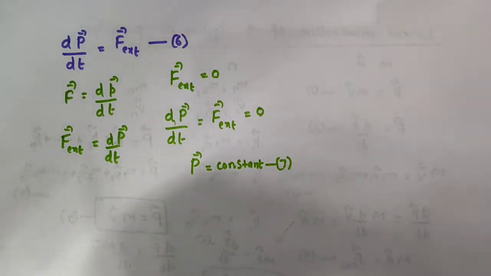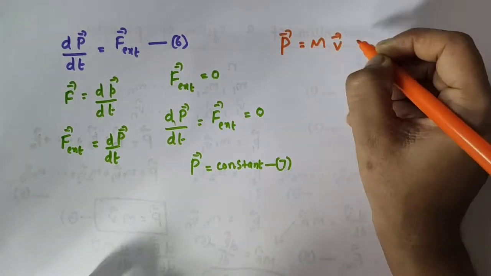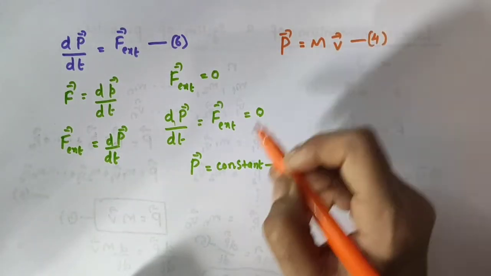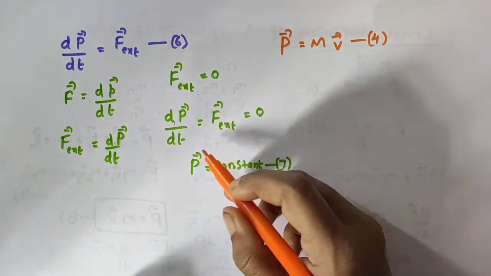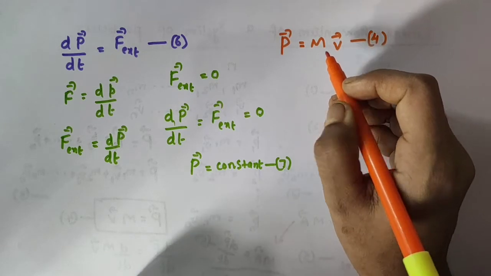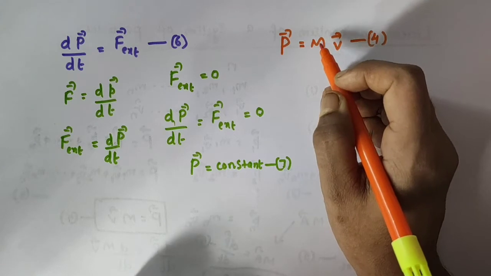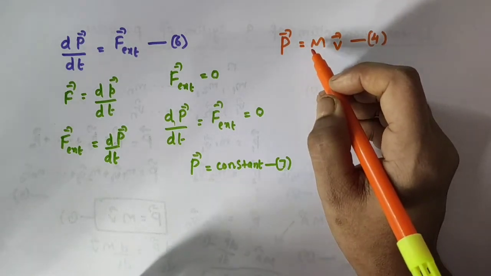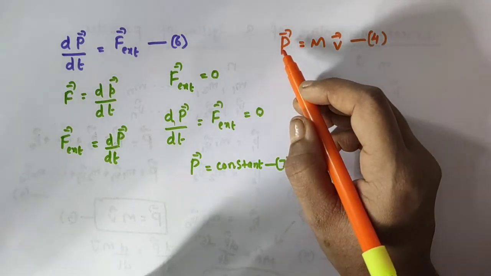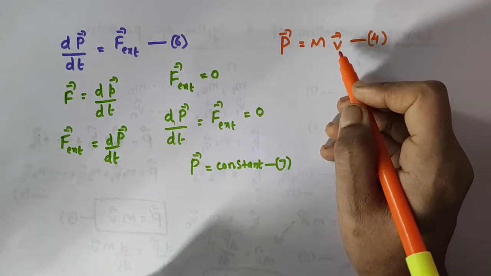Okay, now from equation number 4, we have vector P equal to m times vector V. Here, vector P is a constant, so vector P is a constant implies vector V is a constant, because M, the total mass of the system, is a constant. Throughout we are taking this assumption, mass is a constant. So, to make vector P a constant, vector V must be a constant. Vector V is the velocity of the center of mass.